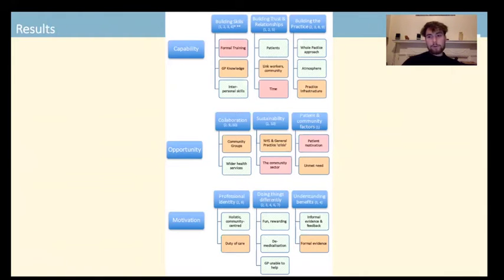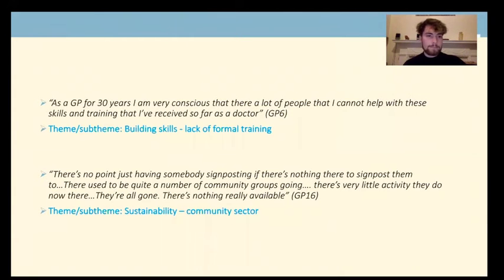And lastly, at the bottom, GPs actually found social prescribing quite fun and rewarding to be involved in. Given the high levels of GP burnout and stress, this has positive implications for staff wellbeing, morale, and GP retention. So I'm just going to read a few quotes here from some of the GPs.